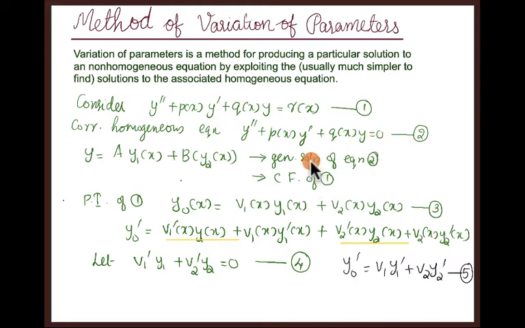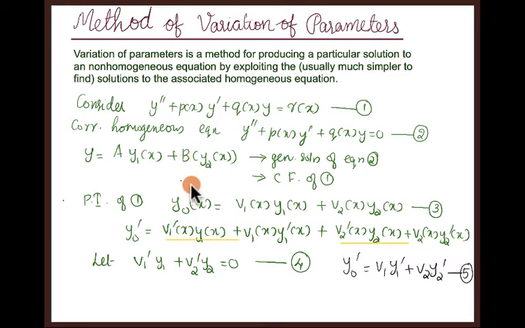Now assume that the general solution of this homogeneous equation is given by the relation y = a y1(x) + b y2(x), where a and b are arbitrary constants. This means that this relation is the complementary function of equation 1.